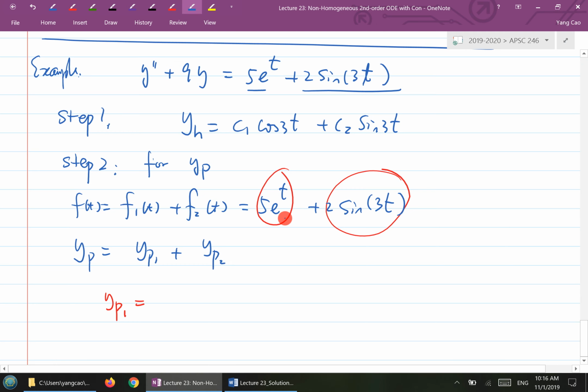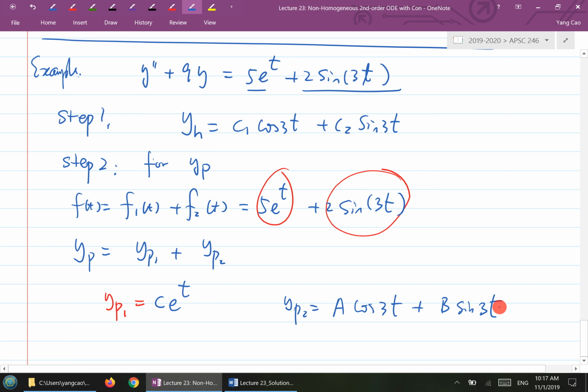So you look at the table, and you can choose your yp1 as c times e to the power t. And e to the power t is not anything similar to sine, cosine in the original homogeneous solution. So this one you don't need to modify at all. But for yp2, this is a sinusoidal input. If I use the table to give the initial guess, yp2 should be a times cosine 3t plus b times sine 3t. Okay? So that's the initial guess based on the table.